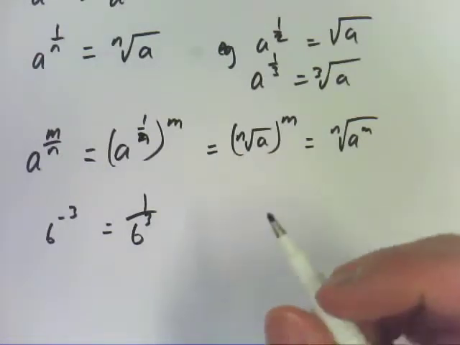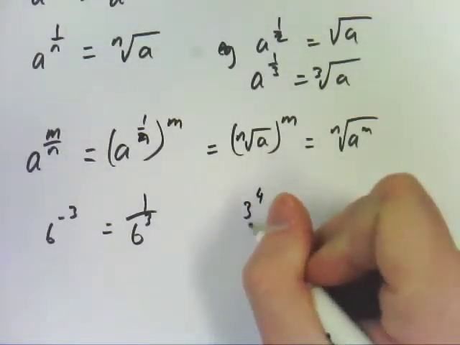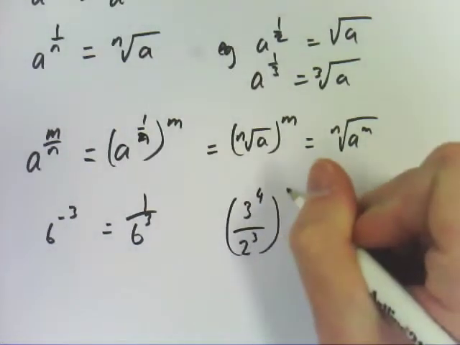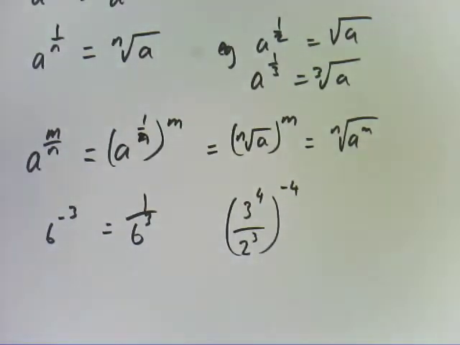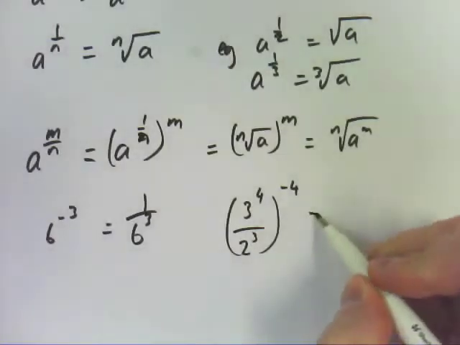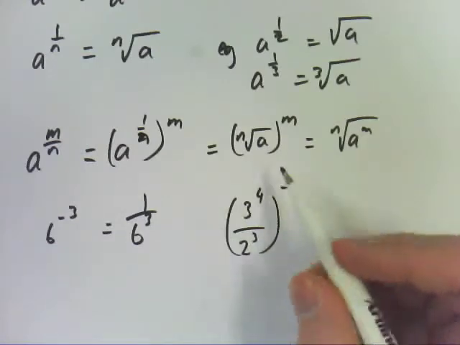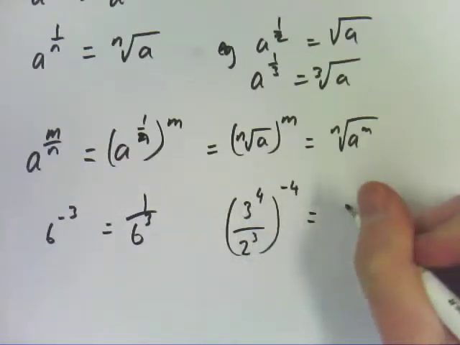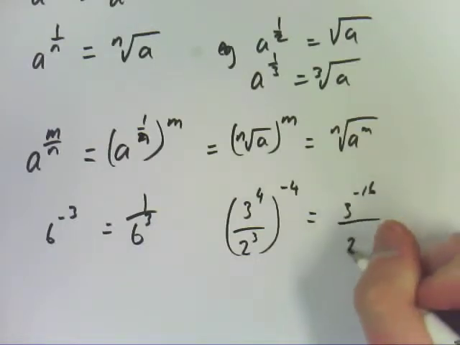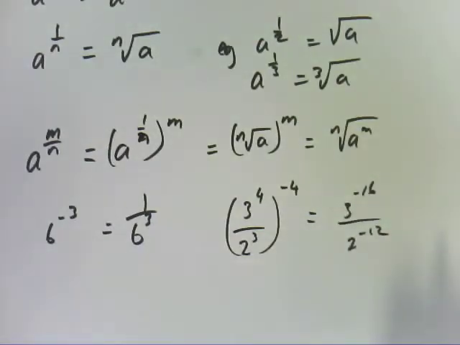As in 1c, 3 to the 4 divided by 2 to the 3, all to the negative 4. There's a couple of ways you can do it. What I would do is expand your bracket first. The index law says we multiply these powers together. So you end up with 3 to the negative 16 on 2 to the negative 12. Now both are negative. That means flip. If the top one's negative, it goes on the bottom. Bottom one's negative, it goes on the top. So you end up with 2 to the 12 on 3 to the 16. It's just using your index laws carefully yet again.